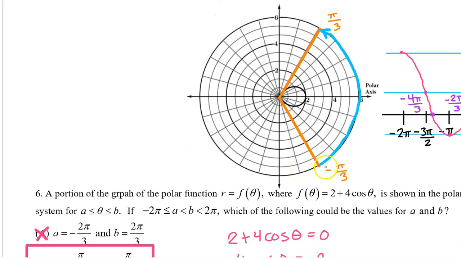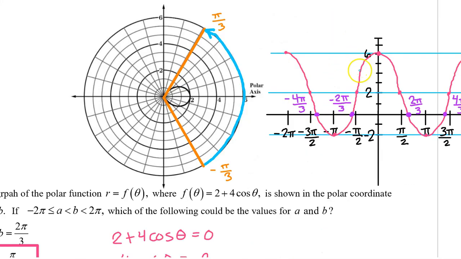The interval from negative pi over 3 to positive pi over 3 goes from here to here on the polar graph. On the rectangular graph, it's going to be somewhere in here. I don't know exactly where it begins and ends, and I don't need to. I can see that the r values should be reaching a maximum value of 6 on this interval. But looking at the polar graph, again, the r values reach a maximum value of 2. So B cannot be the answer.